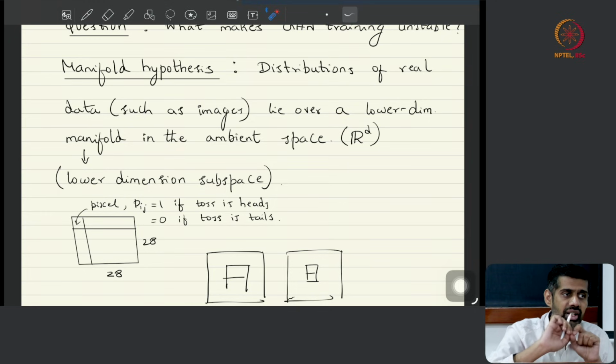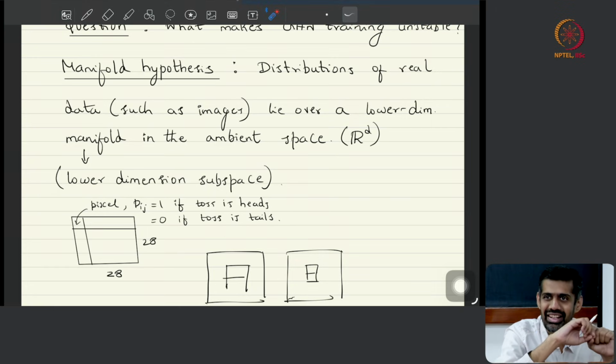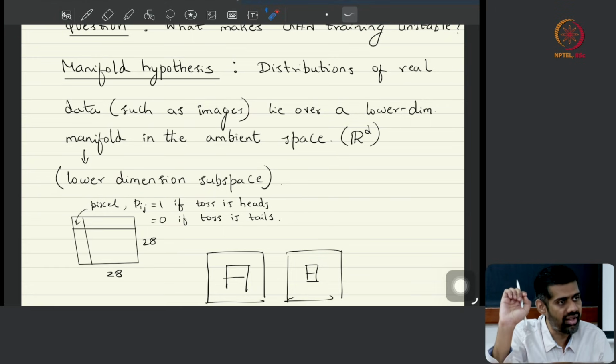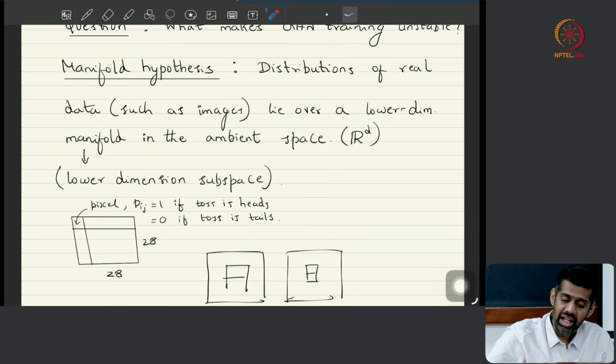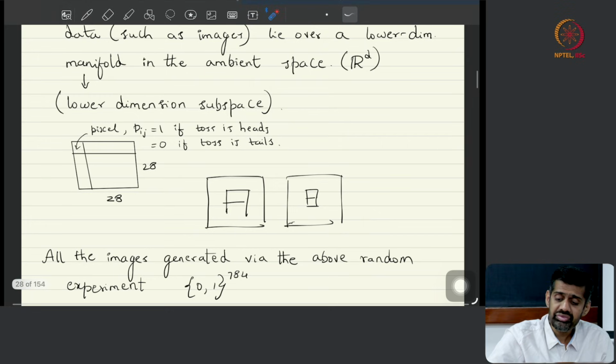Similarly, if I hold a thin paper with zero thickness, which does not exist in practice, but assume that something like that exists, then I am looking at a 2 dimensional manifold in R3, and so on. Okay. The manifold hypothesis says that the data that we get in practice, like images and text and all these kinds of data that we deal with, lie on a very low dimensional manifold in the ambient space.